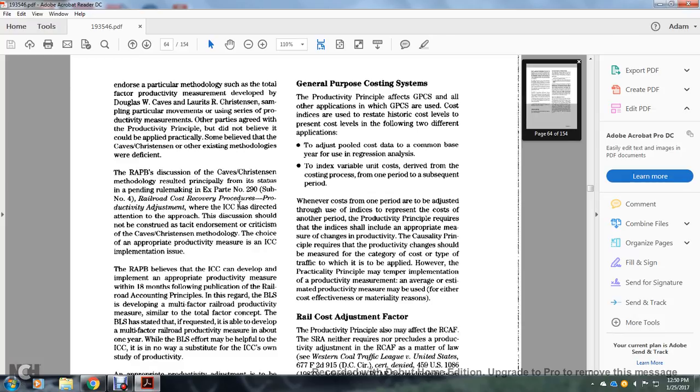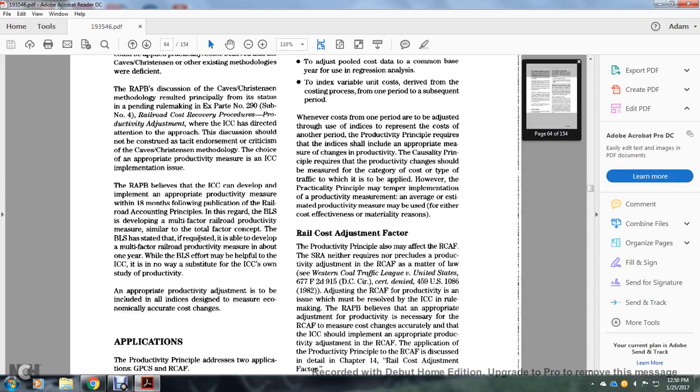The Interstate Commerce Commission directed attention to the appropriate discussion, which should be constructed with detailed endorsement and criticism of the Caves and Christensen methodology, and to the choice of the appropriate methodology for measuring productivity and its implementation issues. The Railroad Accounting Principles Board believes the Interstate Commerce Commission should develop and implement an appropriate productivity measure within 18 months following the publication of the Railroad Accounting Principles report.